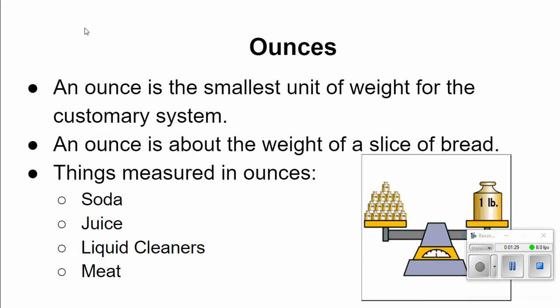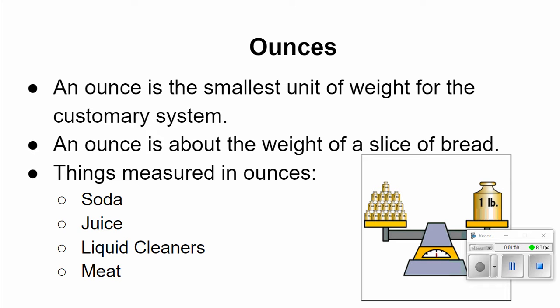All right, let's look at ounces some more. So an ounce is the smallest unit of weight for the customary system. An ounce is about the weight of a slice of bread. So again, it is very light. Things measured in ounces. So soda. If you ever go to a gas station or maybe a fast food restaurant and you get fountain soda, they'll usually come in like a 32-ounce cup or a 12-ounce cup.